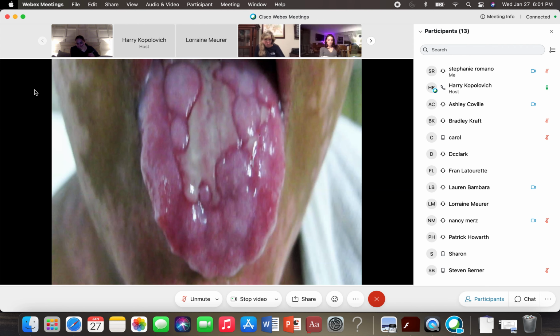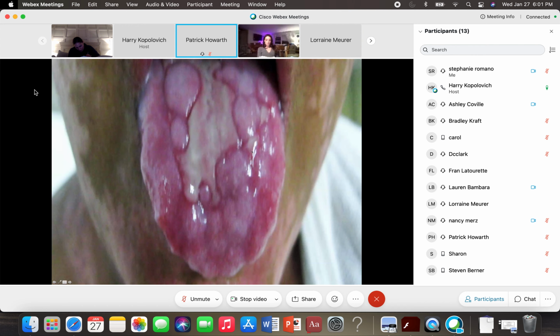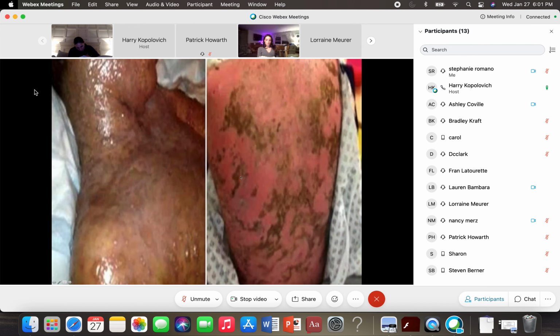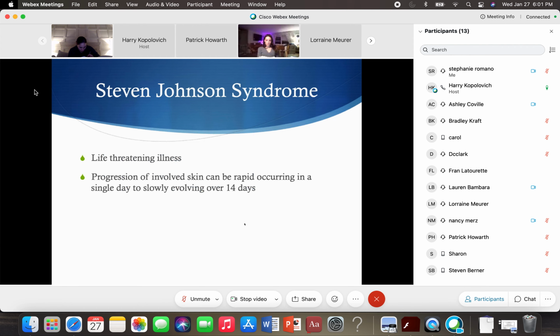Stevens-Johnson. Yeah. Fantastic. Stevens-Johnson syndrome. So a rash that involves the oral mucosa or the conjunctiva should raise your suspicion that this patient has Stevens-Johnson syndrome. And this is what her skin looks like, this kind of desquamating rash where the skin is kind of peeling itself off. This is a life-threatening illness. Progression of involved skin can be rapid, occurring anywhere from a single day after starting Dilantin to slowly evolving over 14 days.